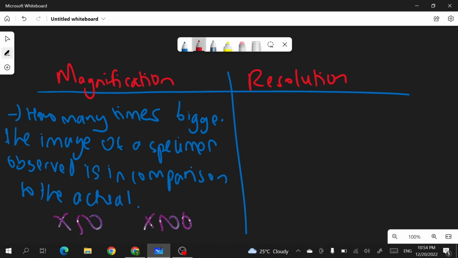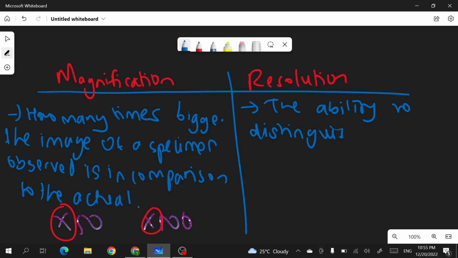So this unit is really important. This one is really important, even at A level you need to include that. So resolution is simply the ability to distinguish between two separate points. Right, simply the ability to distinguish between separate points. Okay, you need to know all these by heart. By logic it is very easy.